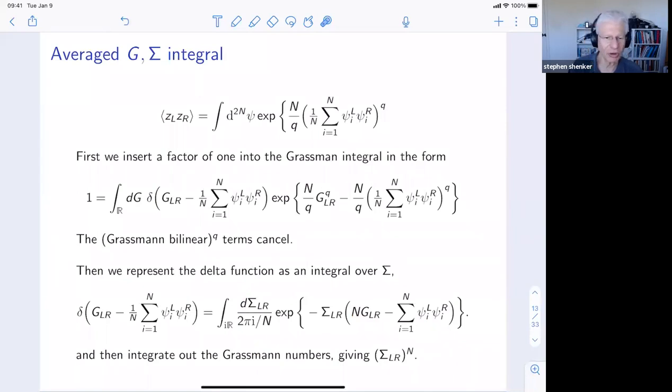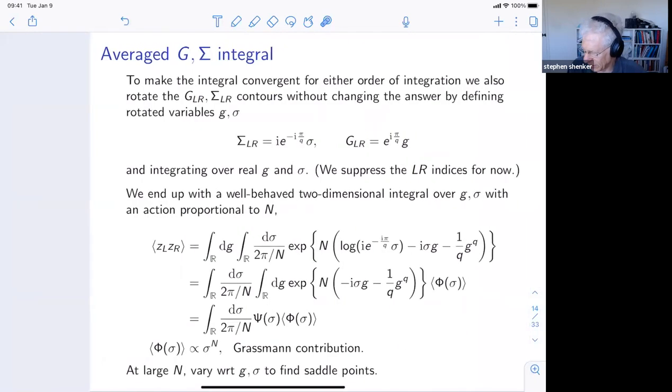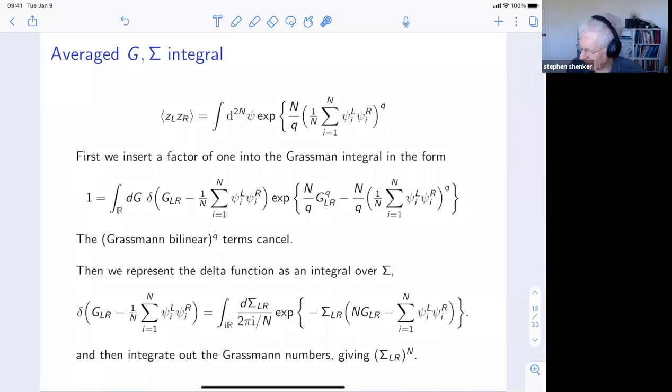Now you interchange the order of integration. That's what you always do. You integrate out the Grassmann numbers. What happens is that this Grassmann term cancels this, so you don't have any psi to the q, which is hard. You're left with G to the q and sigma times the fermions and sigma G. The Grassmanns now only appear bilinearly times sigma, so it's a quadratic integral. You can integrate it out.